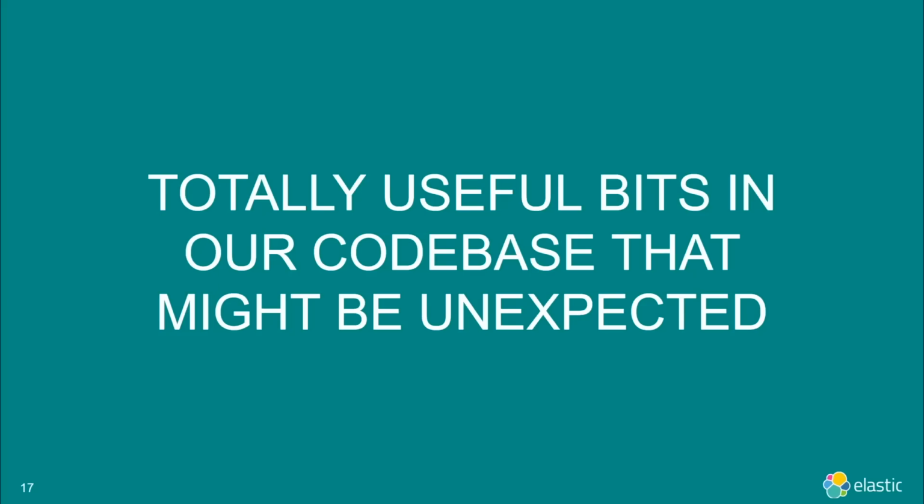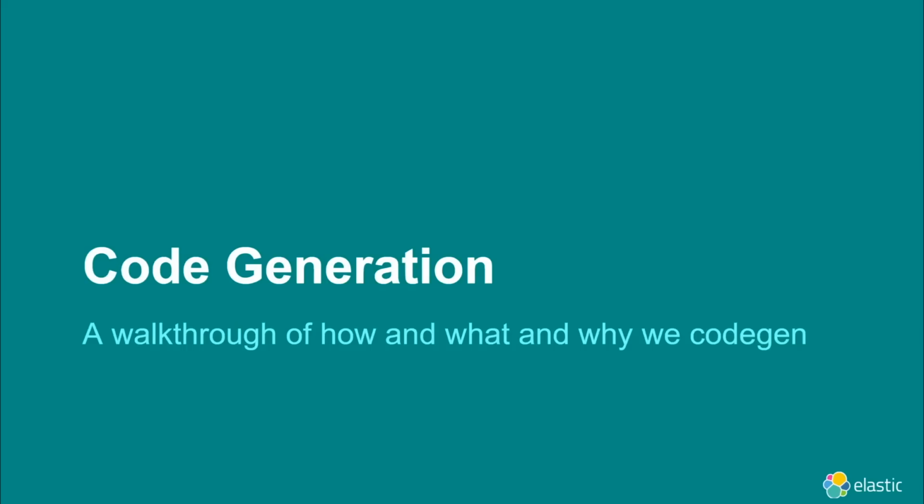Now I've mentioned things that should be expected and to have in the client. You can instantiate the client. The client will do connectivity bits and serialization and deserialization. But the client also has some bits that might be unexpected. The first one is code generation. We are able to generate part of our code based on a spec that Elasticsearch itself publishes.